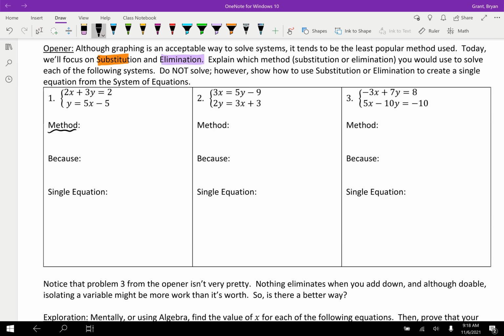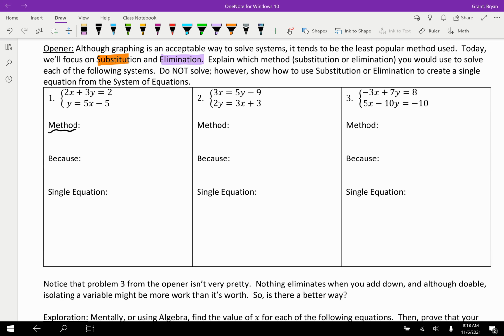Now, when I say the first step, what I really mean is how do you combine these together to get a single equation? Because that's really what you do for both substitution and elimination. Somehow you combine these together and make one equation. So go ahead and get started. You don't have to fully solve. And then once you've looked at all three, go ahead and unpause and we'll see what we can do.